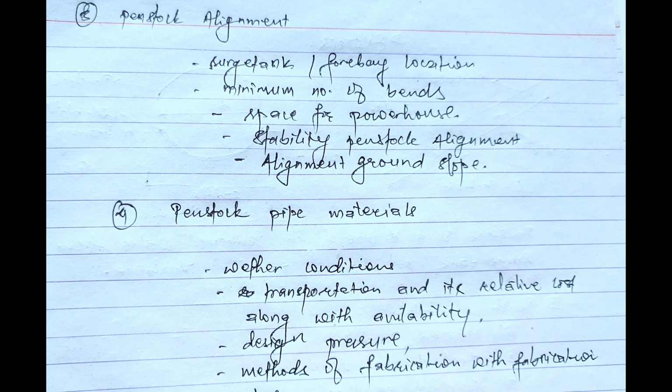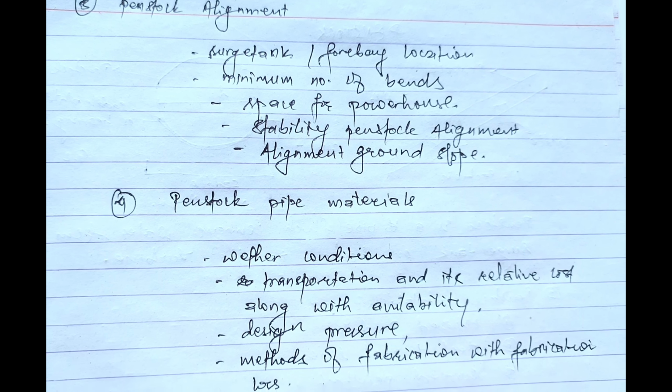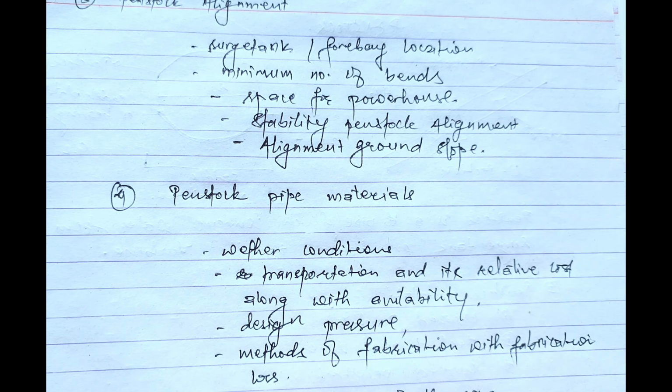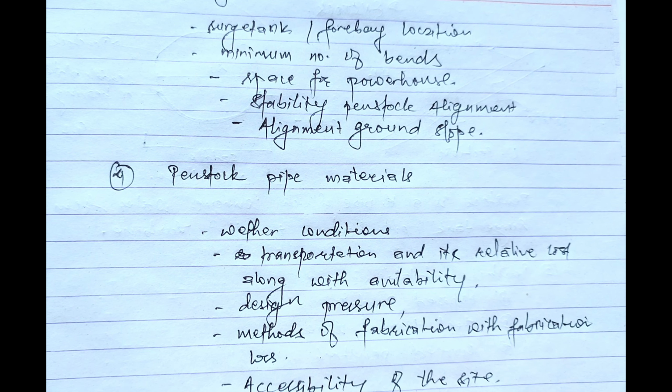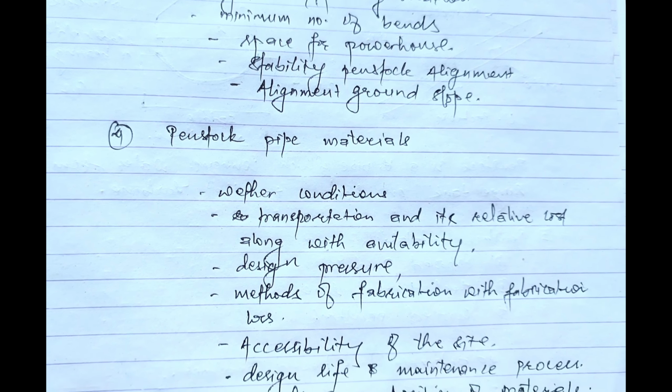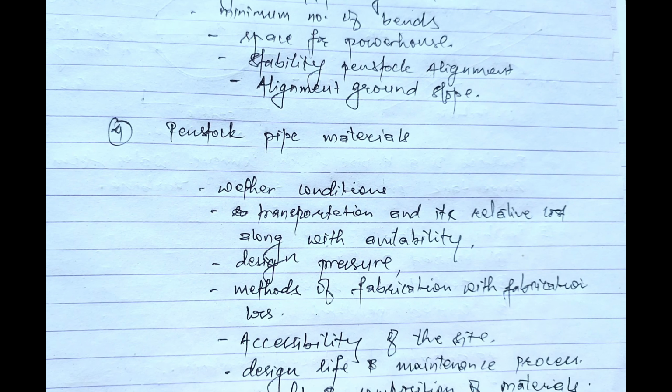Another factor to be considered is the method of fabrication of the selected materials, with the fabrication loss in every fabricated joint. The next factor is accessibility of the site, and another is design life and maintenance process. The selected material shall have the proper design life along with the maintenance process, as well as the weight and composition of the material, which are also necessary factors during the selection of the penstock pipes.